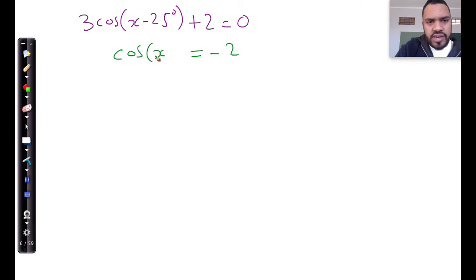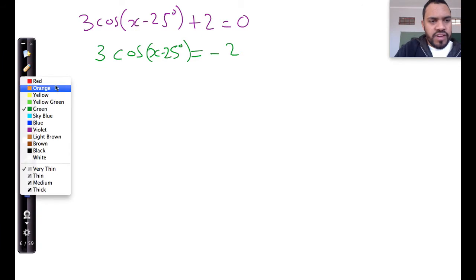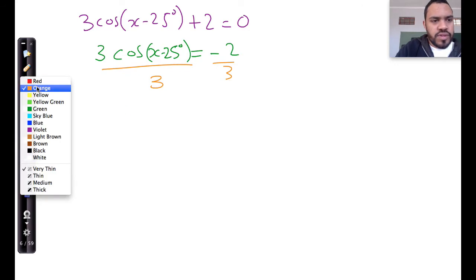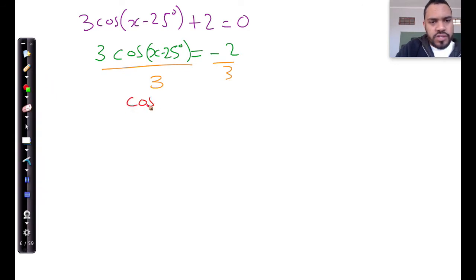Let's just fix that handwriting a little bit. So 3 cos(x − 25°) is equal to minus 2. Then let's divide both sides by 3. And I've now got cos of (x − 25°) is equal to negative 2 over 3.